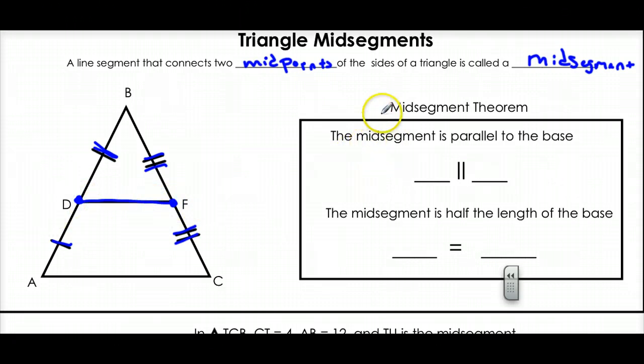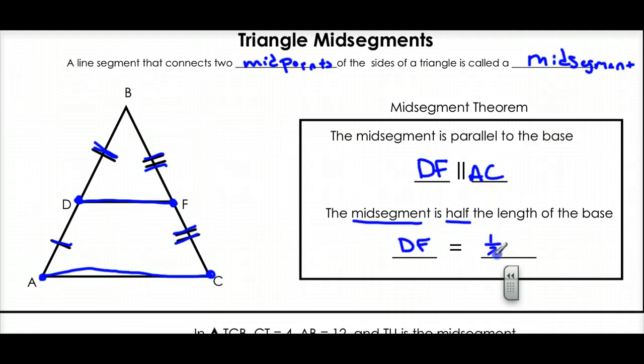Now there's two facts that we know about the midsegment, and this is the midsegment theorem. One is that the midsegment is parallel to the base. So in this case, we know that DF is our midsegment, and that's parallel to our base, which is AC. So DF is parallel to AC because DF is the midsegment. We also know the midsegment is half the length of the base. So DF is equal to 1/2 the length of our base, which is AC. So for example, if AC was equal to 10, the midsegment would be half of that and be 5.